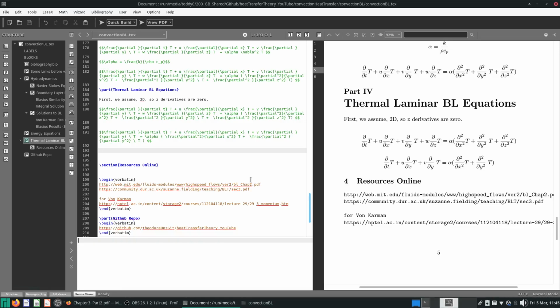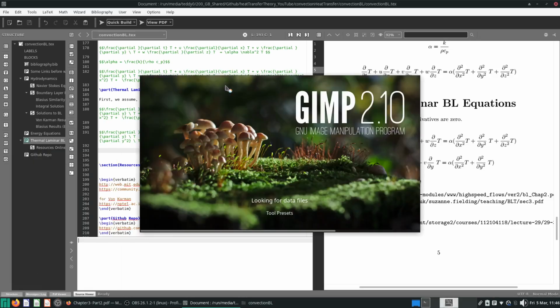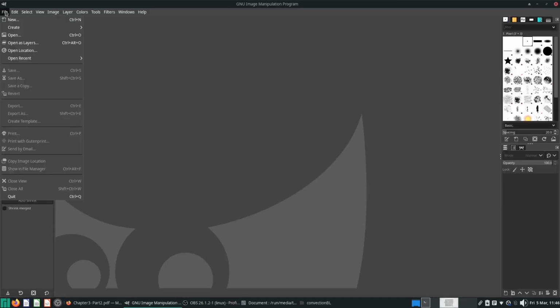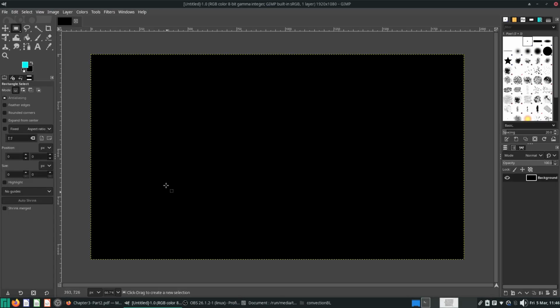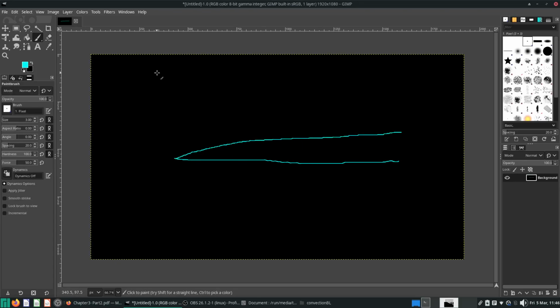We can start non-dimensionalizing as usual. One of these terms will actually drop off. So let's use GIMP again. Just to give you a good visualization, we have a thermal boundary layer as so. This is fluid coming in at U infinity and T infinity.